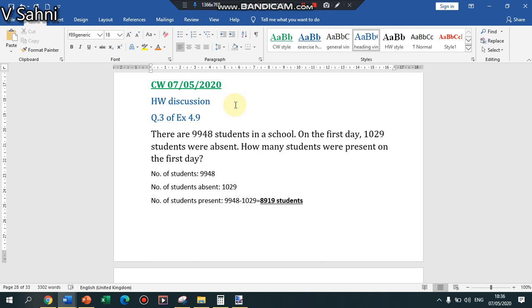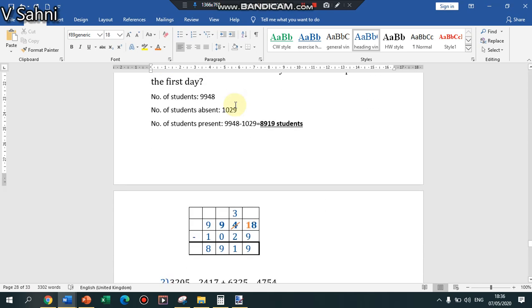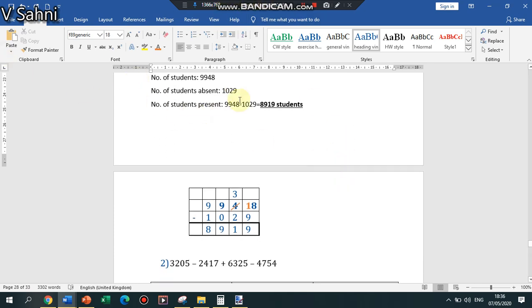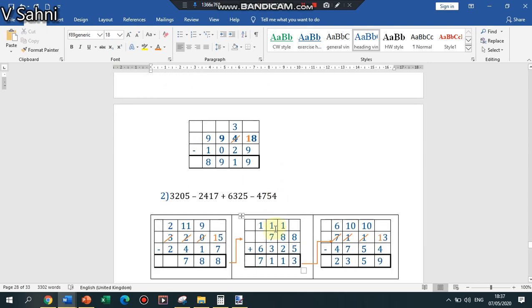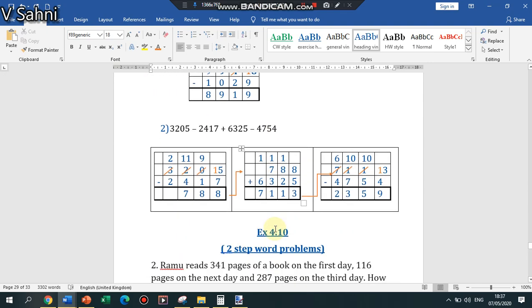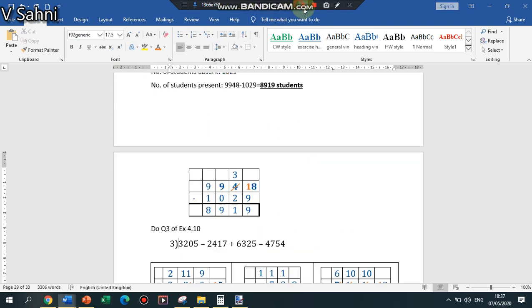See, this is a clear question of subtraction because let's assume that there are 10 students in a class, and I ask you that 4 are absent, so how many students are present then? So it is an obvious question of subtraction. So you will simply write the statements: number of students present, number of students absent, and number of students present is 9948 minus 1029.